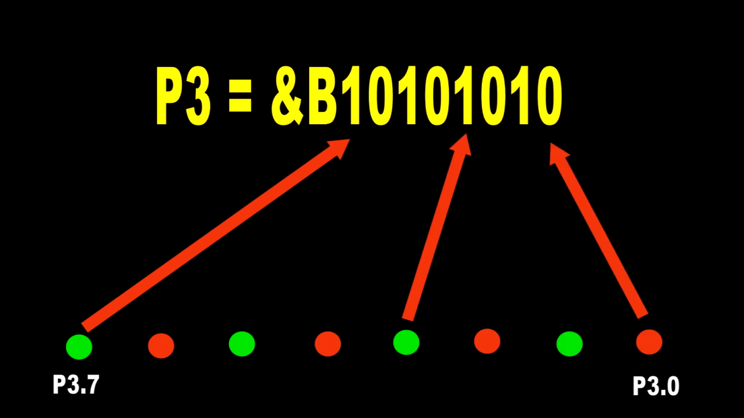Following that idea, when I want to command P3 as follows, &B10101010, it simply means that 4 bits are logic 1 alternately and the other 4 bits are logic 0 alternately. Isn't it that easy?